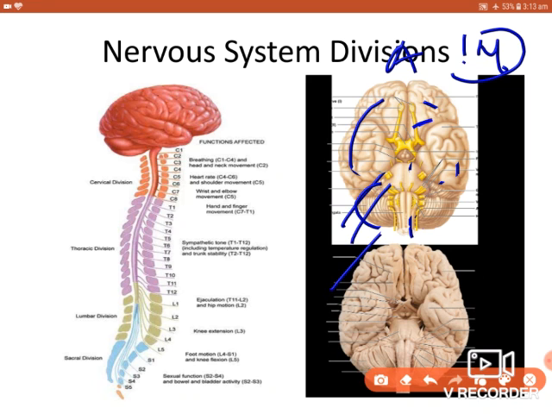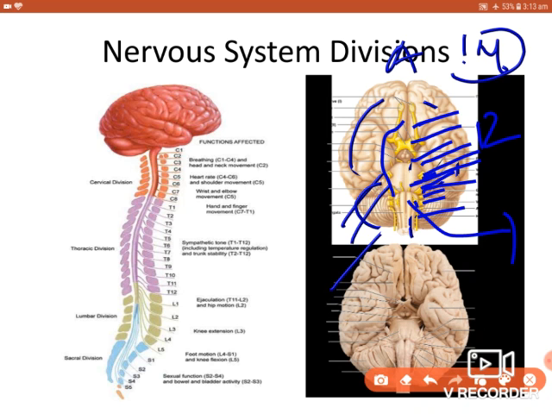This is the olfactory, this is optic, this is oculomotor, this is trochlear, trigeminal, this is abducens, this is facial, vestibulocochlear, glossopharyngeal, vagus, accessory, and this is the hypoglossal. These are the 12 pairs of the cranial nerves.